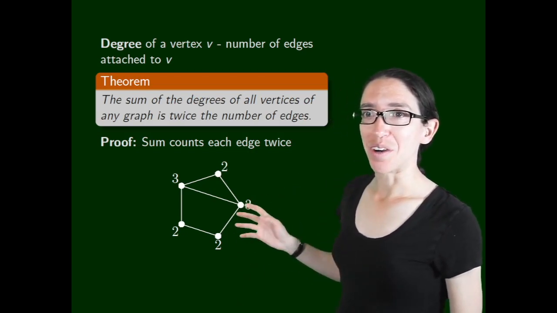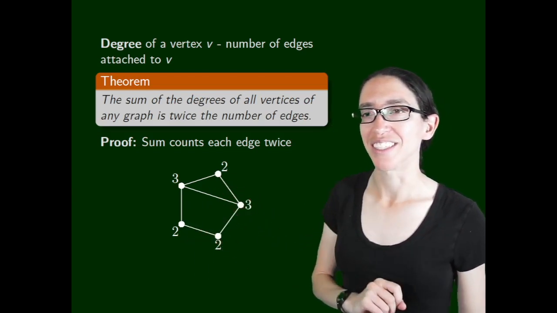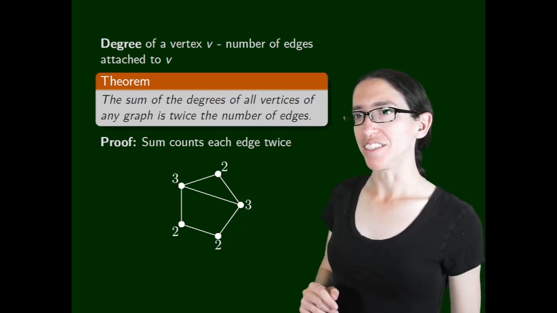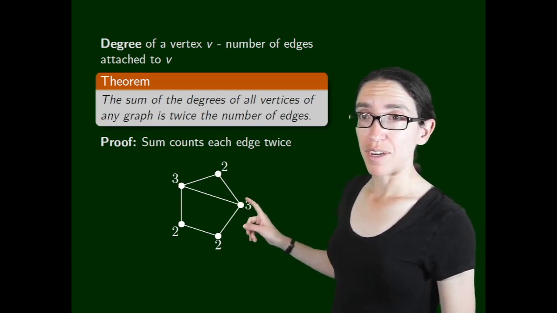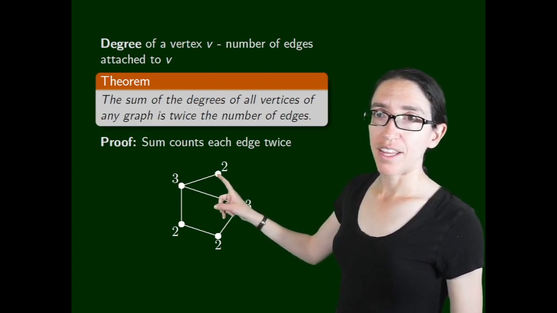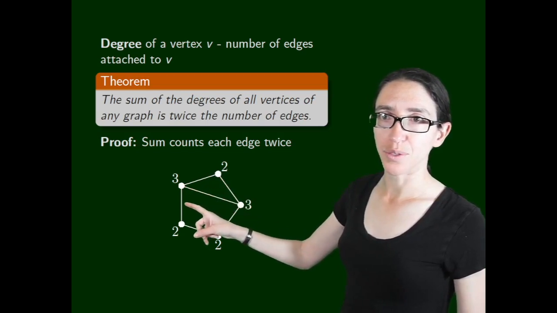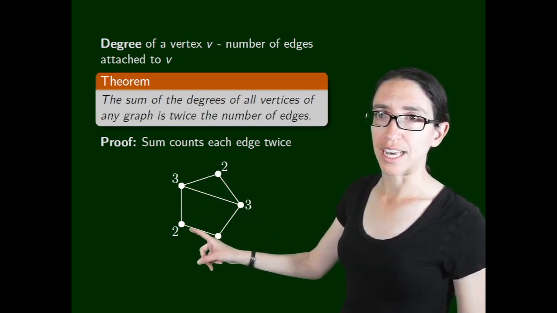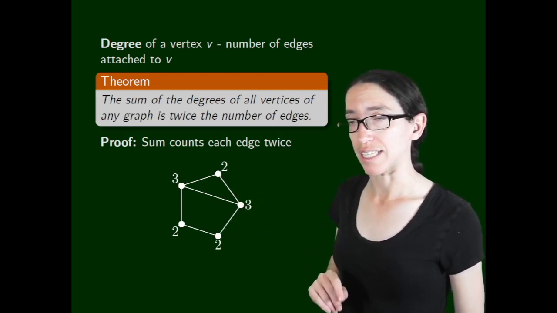So the sum of all the degrees, 3 plus 2 plus 3 plus 2 plus 2 in this case, why is that twice the number of edges? Well, if we think about how many times we've counted each edge, if I take this 3, I'm basically counting this edge and that edge and that edge. And then this 2 counts this edge and that edge. This 3 counts this one and this one and this one. This 2 counts this edge and that edge, and this 2 counts this edge and that edge. And if you notice, we've covered all edges exactly twice.